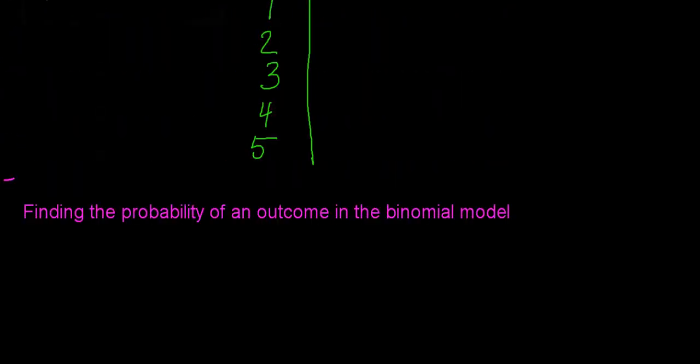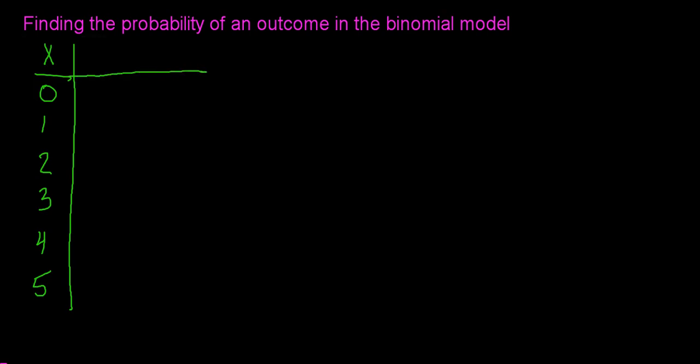All right, so let's find the probability of an outcome in the binomial model. What I'm going to do is build this model again, and then we're going to find the probabilities of it. I can have 0, 1, 2, 3, 4, or all 5 batteries be defective. Now I actually want to start with 1, and you'll see why as I go through this.